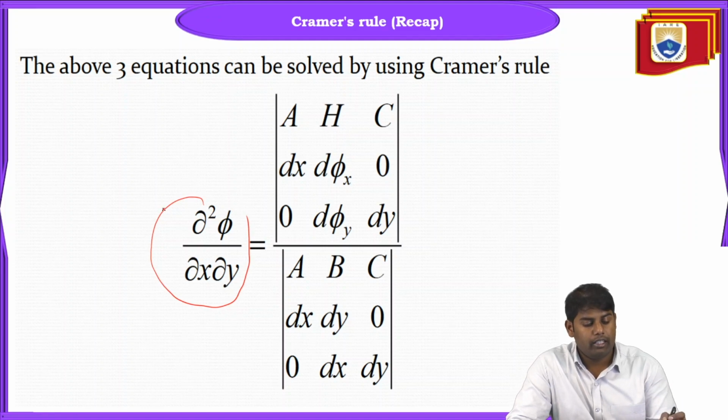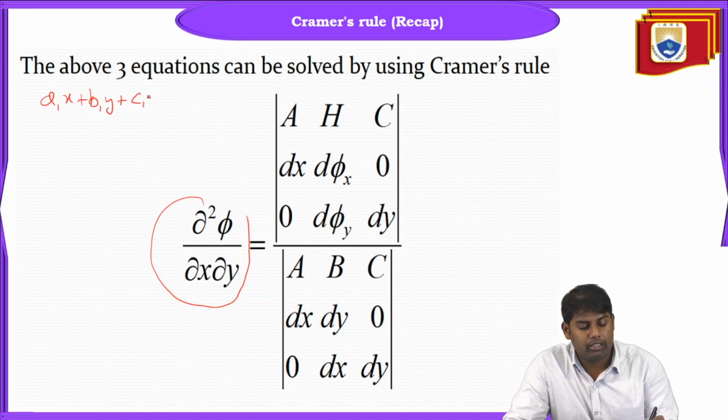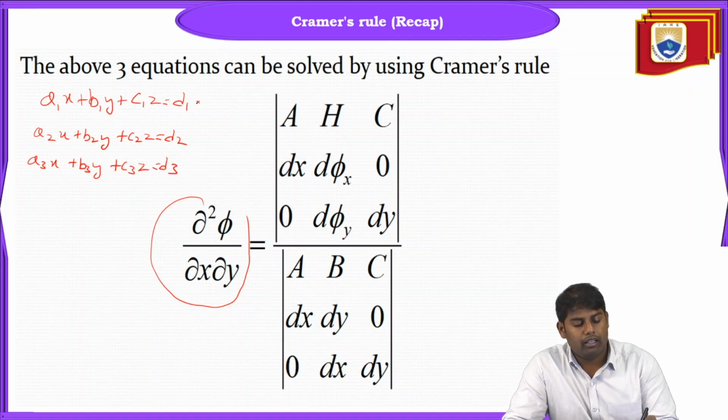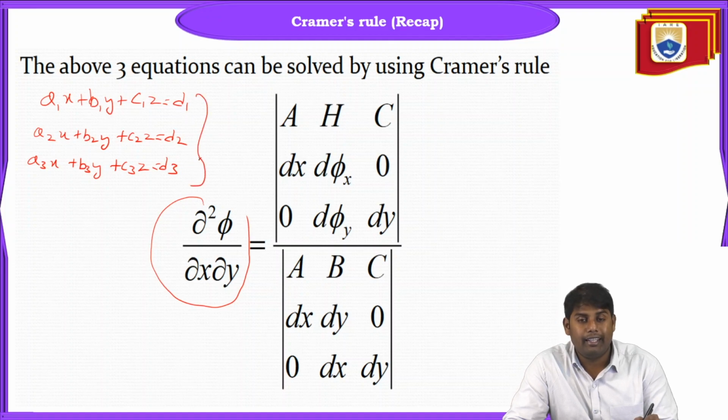Recalling again how Cramer's rule works, let us consider the equations: A1 x plus B1 y plus C1 z is equal to D1; A2 x plus B2 y plus C2 z is equal to D2; A3 x plus B3 y plus C3 z is equal to D3. Let's apply Cramer's rule to these three linear equations.